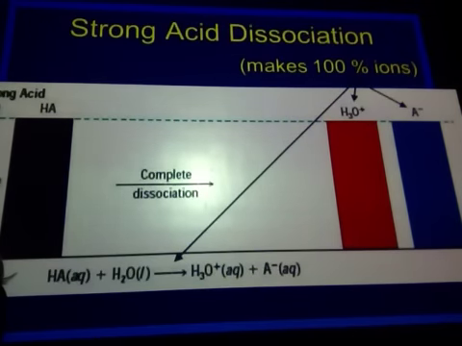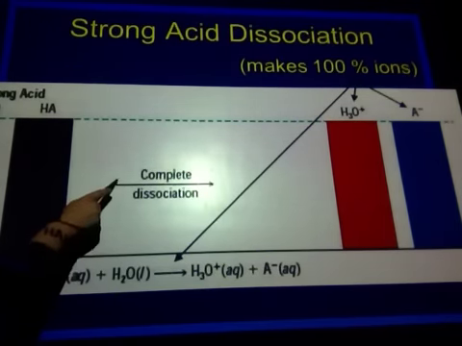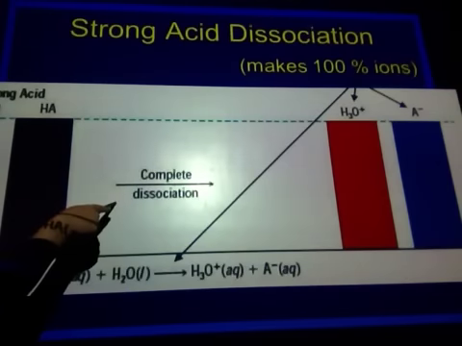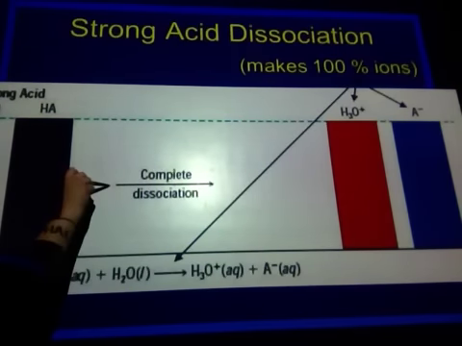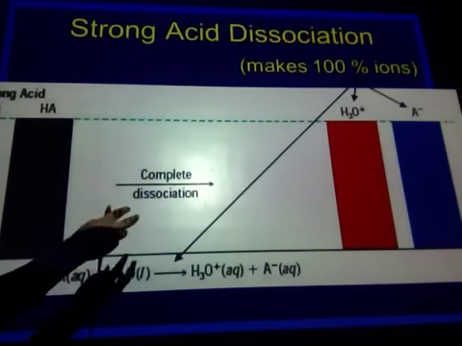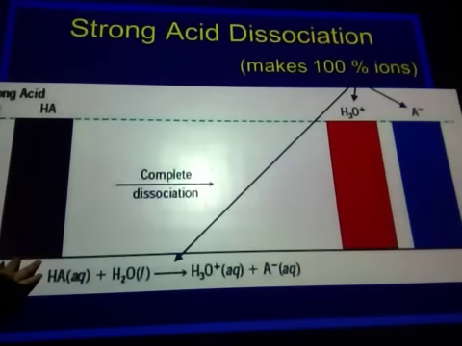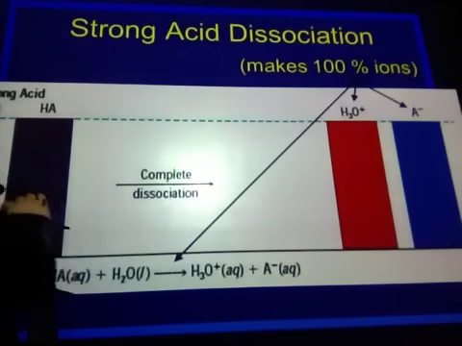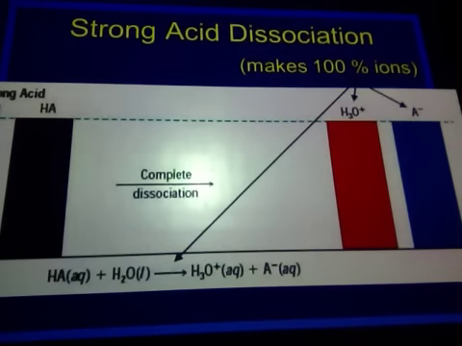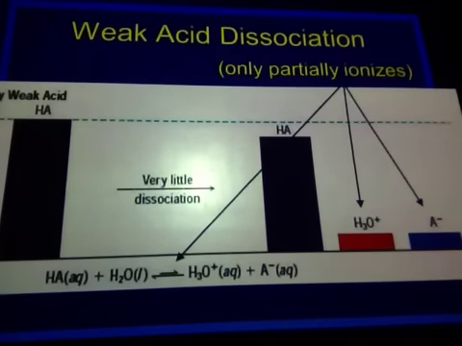So this is breaking down completely. One really big hint is that notice that this is not a double arrow. It's not reversible. This is a complete breakdown. I can't go back over here to the reactants. So this is going to break apart into the ions completely. So this gives me 100% ions. This is different from a weak acid dissociation because it only partially ionizes.